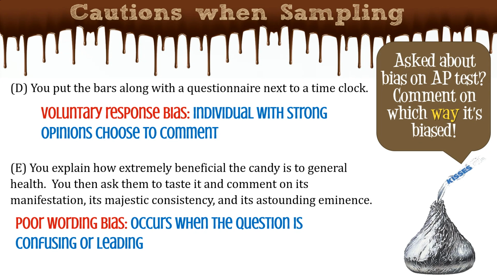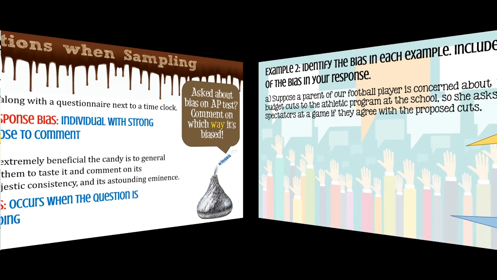And again, if you are in fact taking the AP statistics test, be sure you comment on which way it is biased. For example, on E, because all those words are positive and talking about the excellence, I'm persuading people to say they love my chocolate, which means I am overestimating the amount of people. That's how you describe the way.